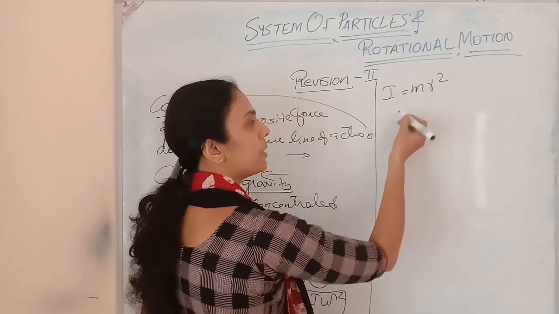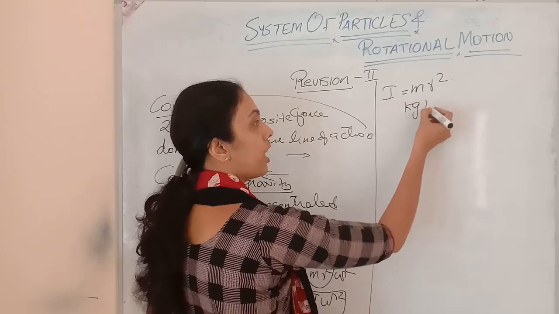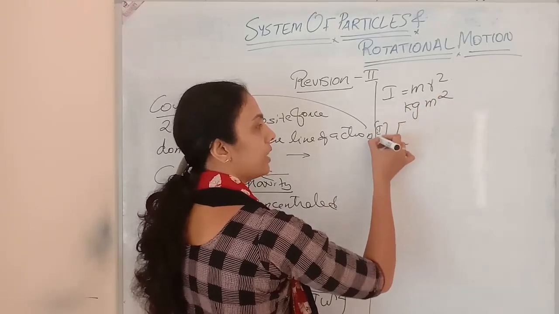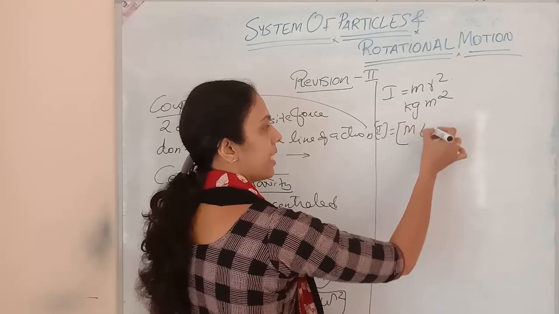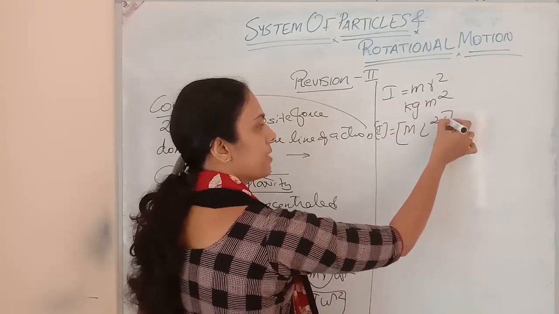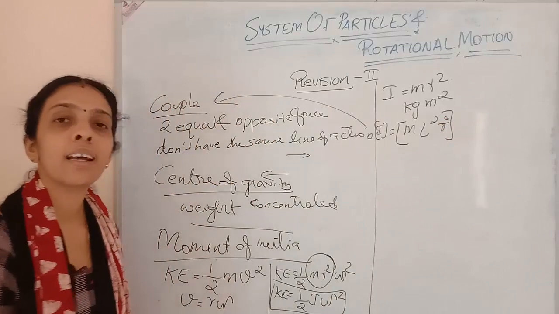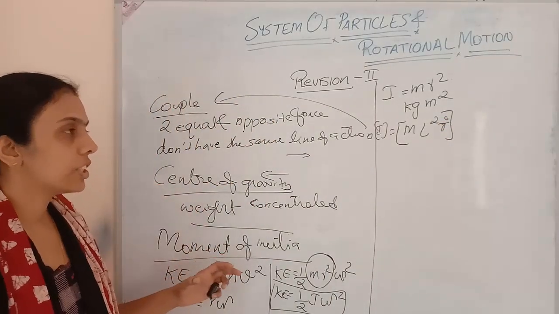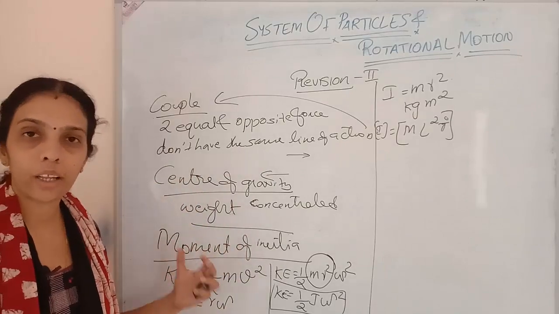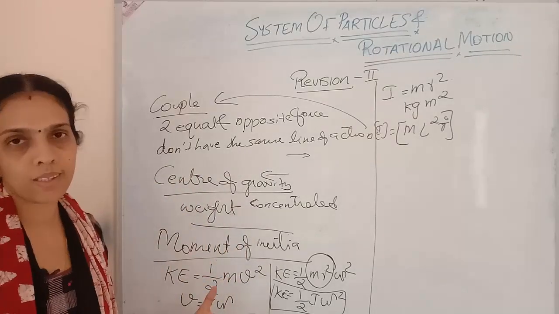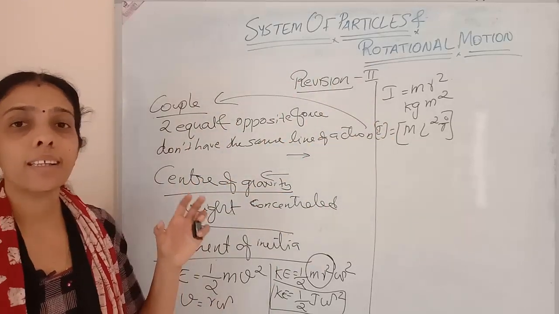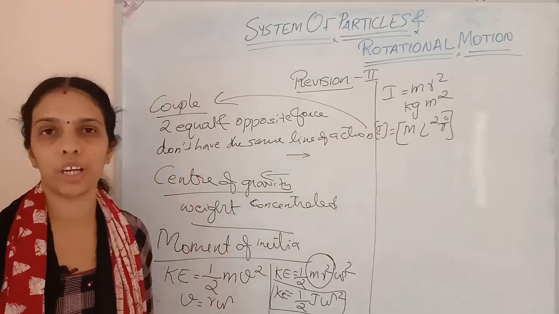What will be the unit of moment of inertia? Kilogram meter squared. The dimension of I will be M L squared T to the power 0. So this is r squared. Moment of inertia is the rotational analog of mass, and I is m r squared.